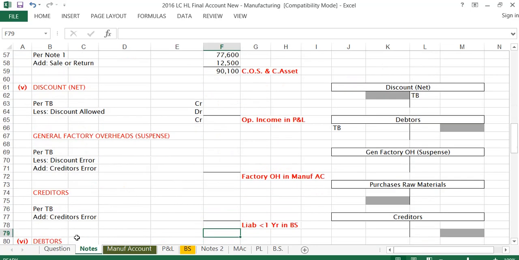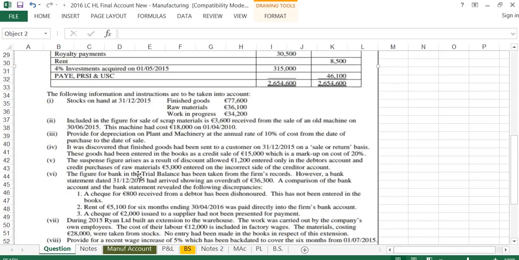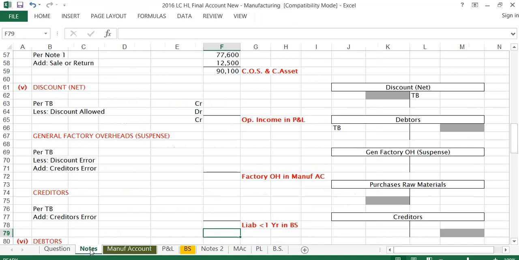Note 5 is the suspense note. And there's usually two things going on in the suspense note, separated by the 'and' here. So the first thing that's going on, it says the suspense figure arises as a result of a discount allowed, 1,200, entered only in the debtor's account. So the two accounts that are going to be affected are the discount account and the debtor's account.